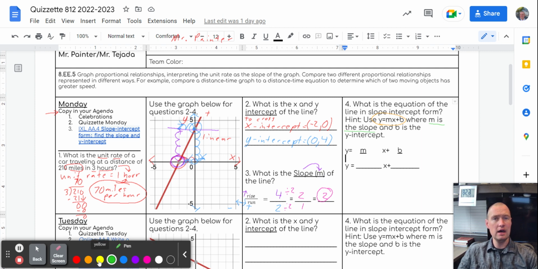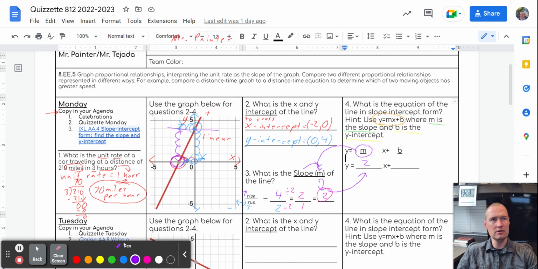And we're going to say also b is the y-intercept. So what we're going to do is take our values from number 2 and number 3 to fill in the equation. Let's start with the slope. M is the slope, and we have already done that in question number 3. Because m is equal to 2, we're going to take that 2 and plug it back into our equation. So that 2 goes in front of the x, which represents the slope of a line.